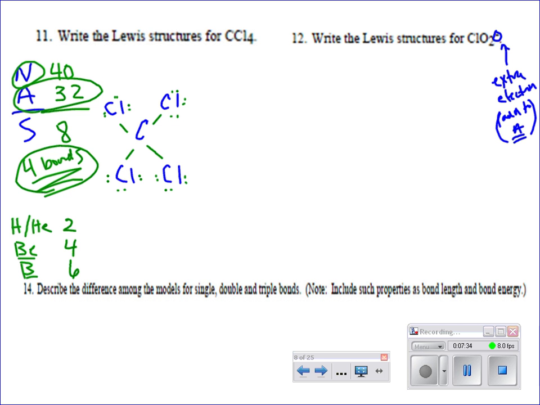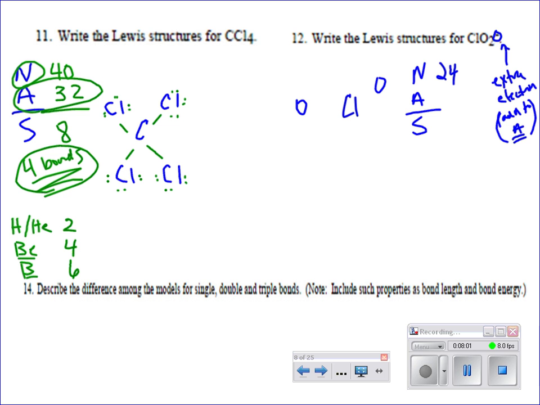Okay? So, ClO2, how do I want to arrange it? I want to be as symmetrical as possible. Needed, available, shared. How many do I need? Perfect world, all of these guys need 8, right? 8 times 3 is 24. How many do we actually have? Oxygen has 6 times 2, which is 12. Chlorine has 7, which is 19.